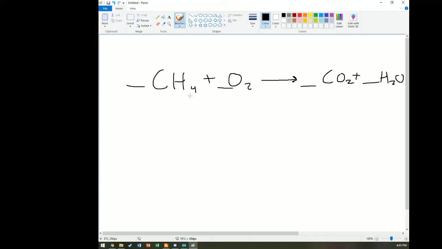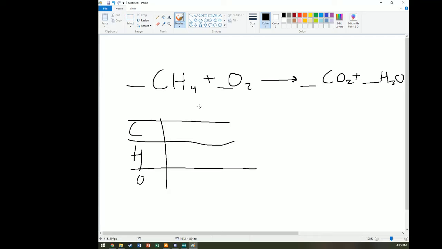So here, let's do a little chart with C, H, O, and reactants and products. Let's start with hydrogen. I should probably switch these around. My bad, I should probably put some more planning into these lessons, but regardless. There we go. So for hydrogen here, we have 4 on the reactant side.